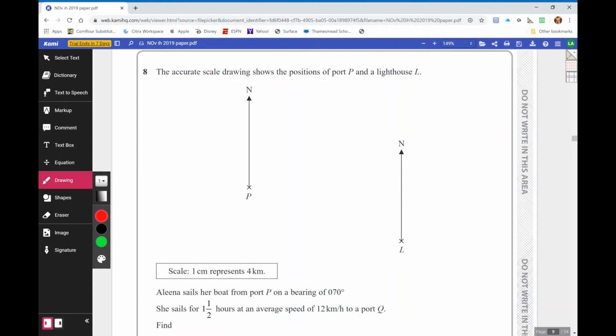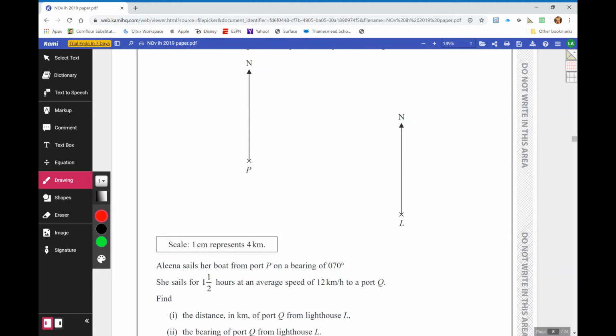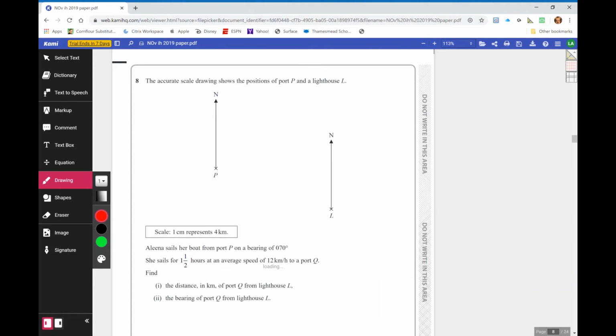So the accurate scale drawing shows a position port P and a lighthouse L. I'm going to make it a bit smaller here. Okay, and it gives you a scale. 1 centimetre represents 4 kilometres.